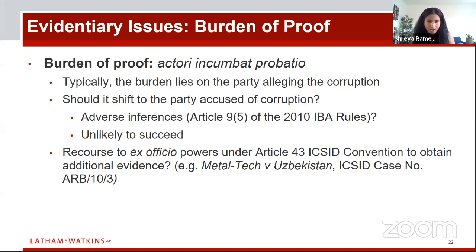Now, if proof of the corruption itself is with the party against whom that allegation is made, and that party has refused to disclose those documents in the course of disclosure, the counterparty may invite the tribunal to draw adverse inferences from that refusal to produce documents, and that may be a stronger argument and stronger footing to stand on rather than making the argument about shifting the burden of proof. Especially in these kinds of cases.